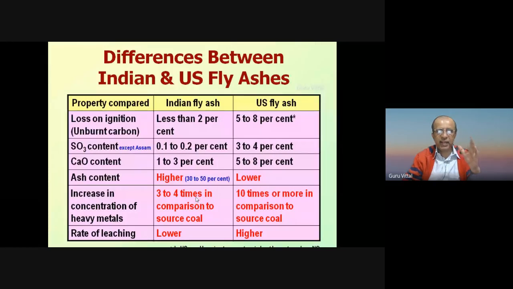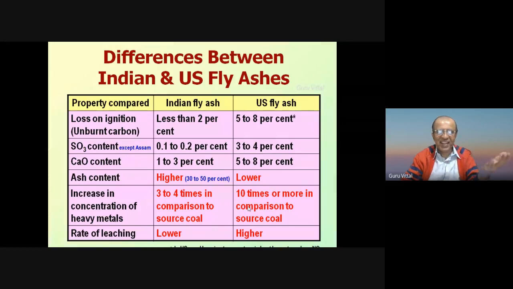But the issue is that whatever the amount of coal that we are burning, the concentration of heavy metals will be similar. Whether we end up with 1 kg of fly ash or 10 kg of fly ash, the total amount of heavy metals in the source coal itself is similar. So what will happen is that we are ending up with a higher quantity of ash, and the heavy metals are spread out through the total volume of our ash. So the concentration of heavy metals is lesser when compared to their coal ash. That is why here it is only 3 to 4 times in comparison to source coal, whereas there it has become 10 times in comparison to source coal.